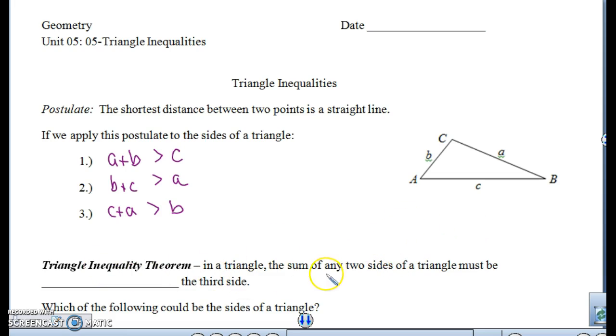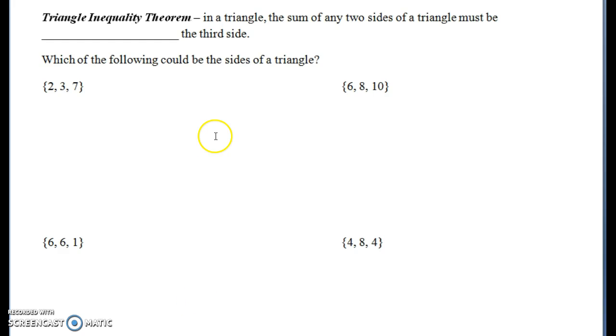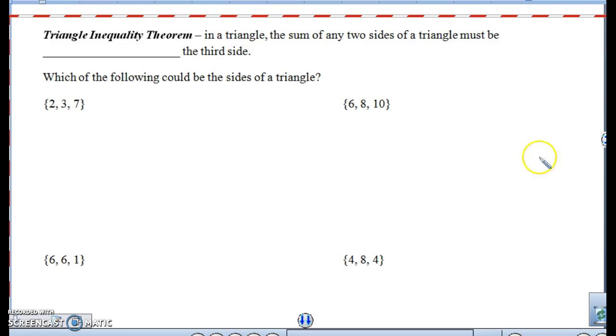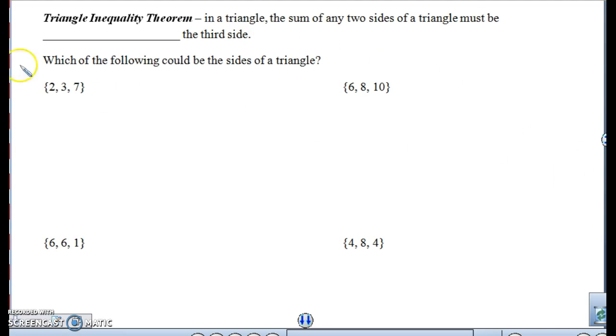In a triangle, the sum of any two sides of a triangle must be greater than the third side. So in order to make a triangle, that makes sense when you think about it. If you were trying to make a triangle, you would have to have the two pointy sides be greater than the third side, otherwise it would be just a straight line. So, if the sum of any two sides of a triangle must be greater than the third side, which of the following could be sides of a triangle?